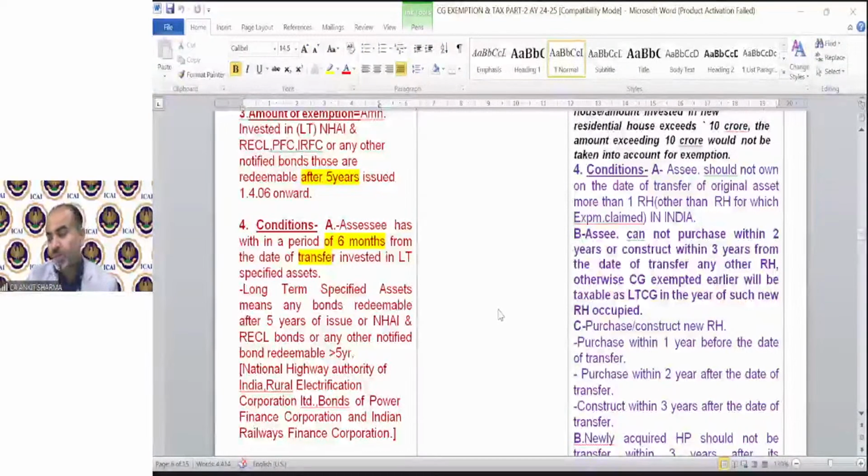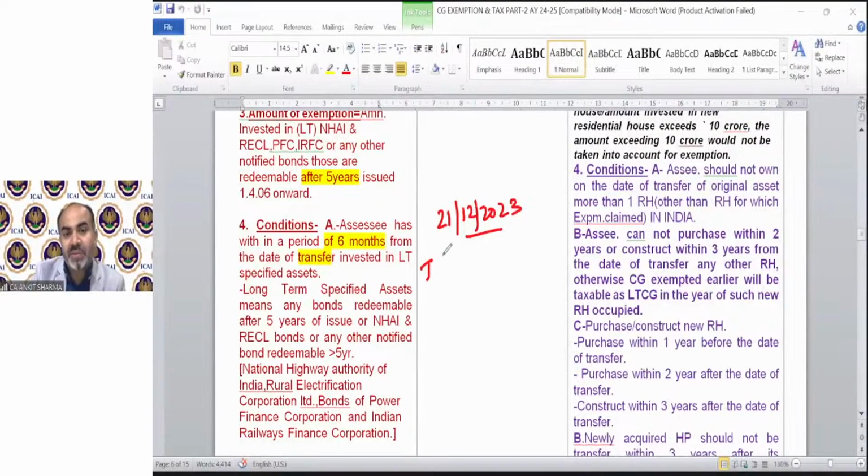Okay. So if we talk about condition number A, it says that suppose the transfer date is 21st December 2023 and we are transferring shares.